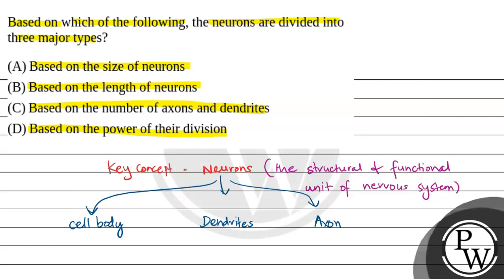Coming back to the question, it asks on what basis the three major types of neurons are divided. The first option, on the basis of the size of the neurons, is wrong. Second, on the basis of the length of the neurons, is also wrong. Third, based on the number of axons and dendrites: on that basis they are divided into unipolar, with one axon only, bipolar, with one axon and one dendrite, and multipolar, with one axon and two or more dendrites.